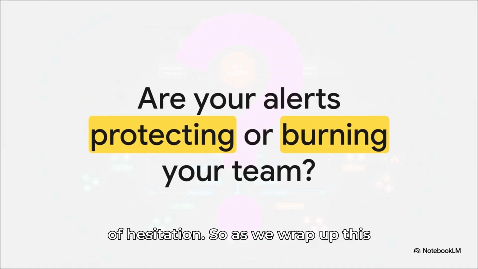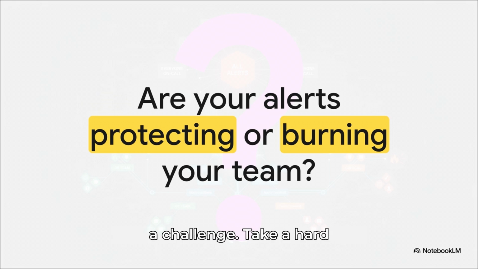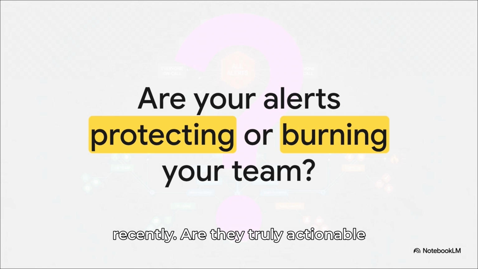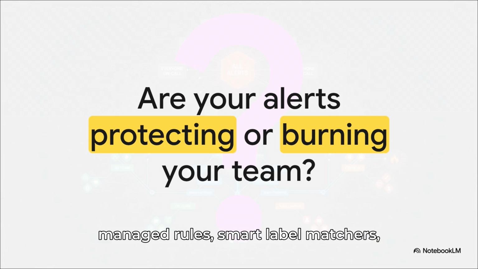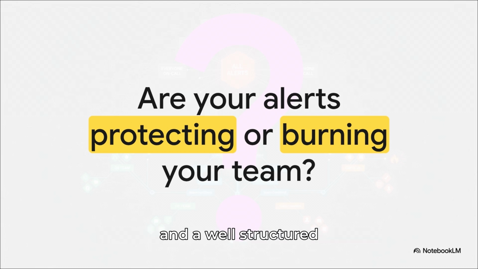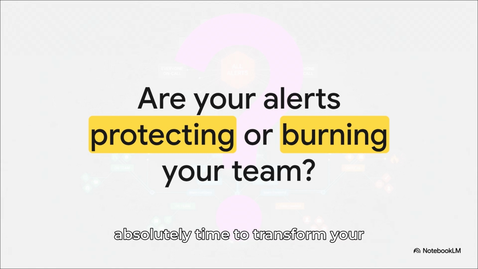So as we wrap up this explainer, I want to leave you with a challenge. Take a hard look at your own Grafana setup this week. Think about the alerts that woke you or your team up recently. Are they truly actionable signals that are actively protecting your systems? Or are they just noise that's slowly but surely burning out your engineers? By utilizing Grafana-managed rules, smart label matchers, and a well-structured routing tree, I'd argue it is absolutely time to transform your noisy alerts into a precision routing machine.